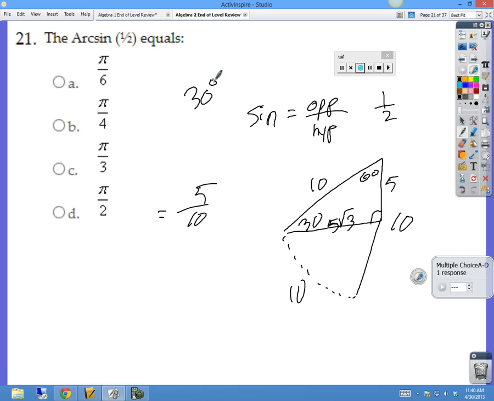But they want radians. So you got to convert it to radians, which is A. No. They're not going to give you a calculator. You're going to have to do all this by hand. Yes.